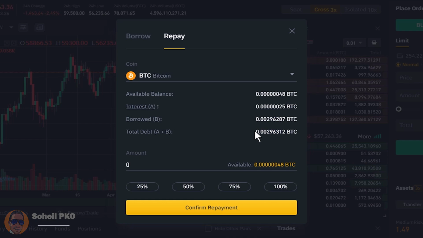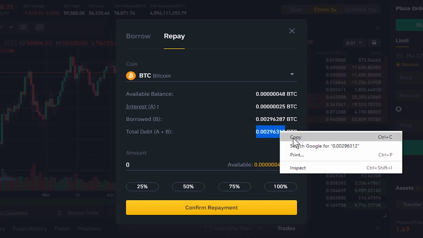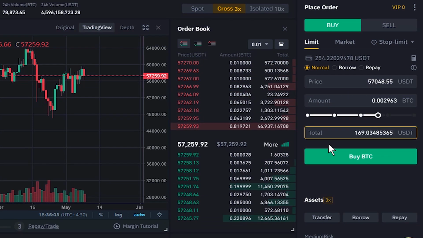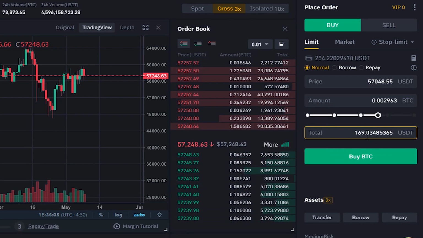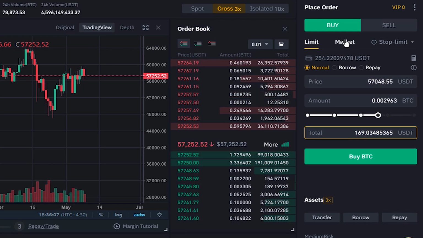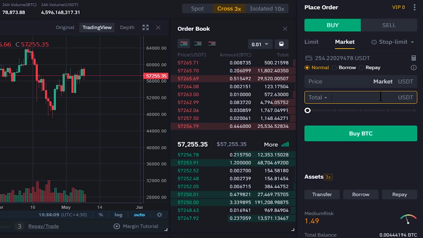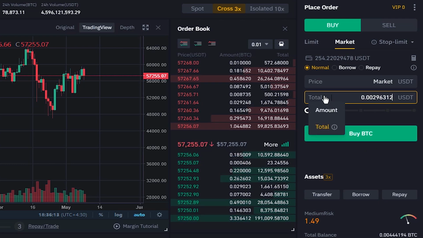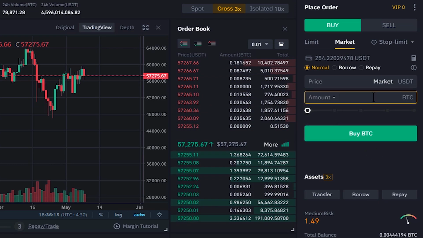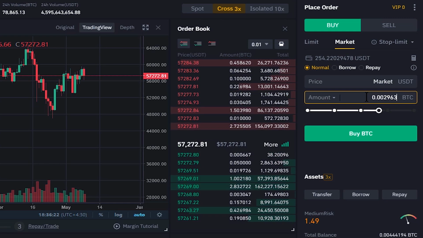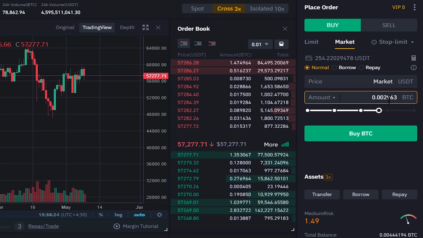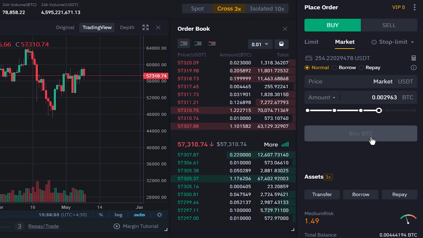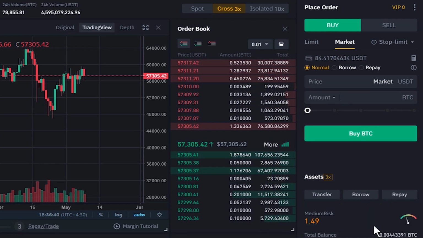I just copy it and paste it here. This is a limit order. We want to place a market order, so I switch to market, and for the size I paste it again here. And if I click on the amount, this is the amount of BTC that we are buying to repay our debt. We click on buy BTC and the order is filled successfully.